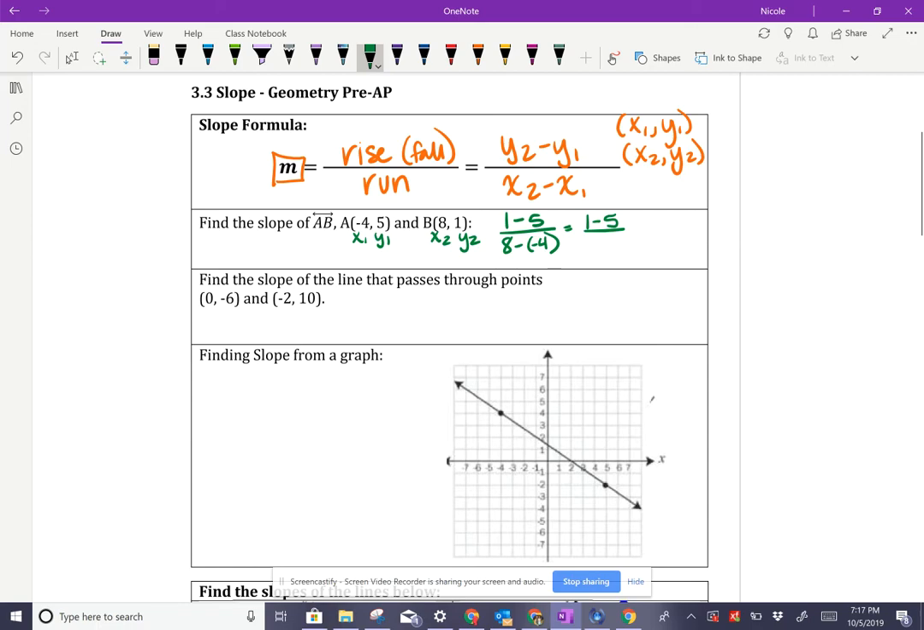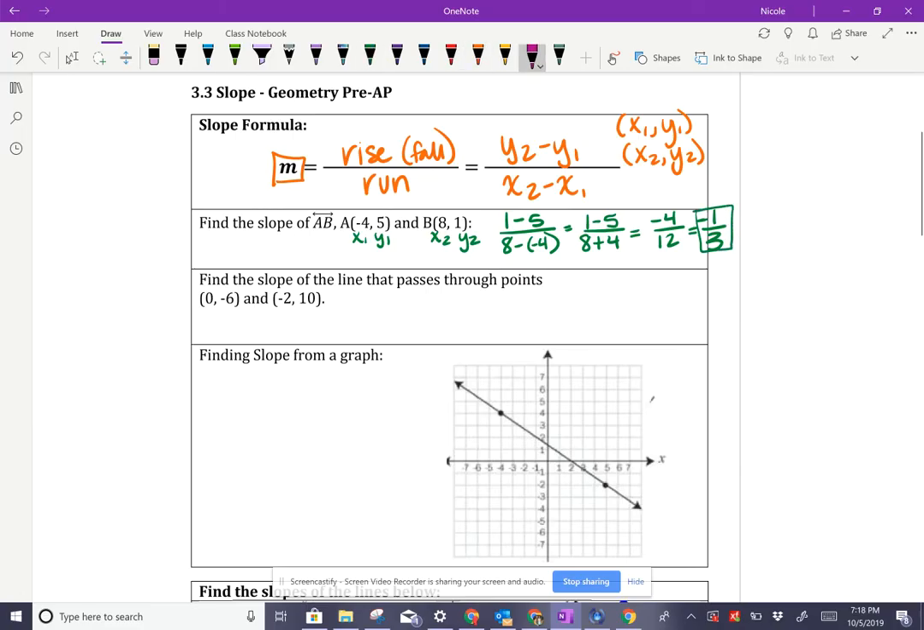So the top stays as 1 minus 5, but at the bottom we have 8 minus a negative 4. So subtracting with a negative is the same thing as adding. So this is going to turn into 8 plus 4. And we'll go through and simplify, and we'll leave this as a fraction unless it can simplify into a whole number. So 1 minus 5 is negative 4 over 8 plus 4 is 12. And this can actually reduce down, these are both divisible by 4. So we have negative 1 over 3 as our slope.